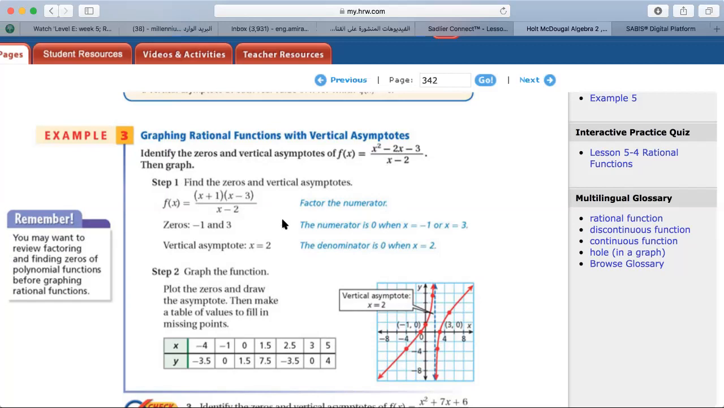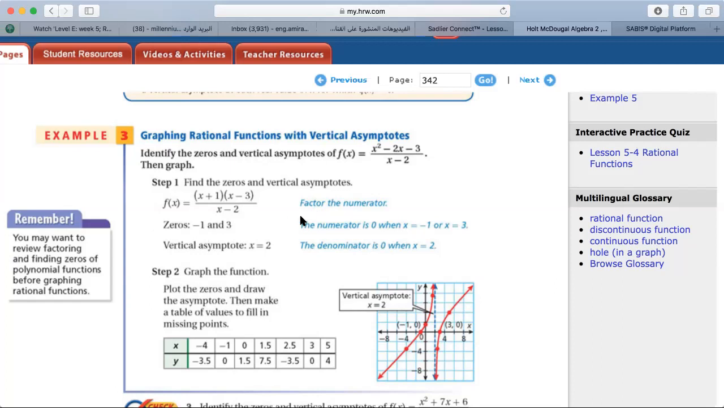Then we factor the numerator. The numerator is 0 when x is equal to -1 or x is equal to 3, because the zeros of this function are -1 and 3. x plus 1 is equal to 0, so x is equal to -1. x minus 3 is equal to 0, so x is equal to 3. So the zeros here are -1 and 3. And the vertical asymptote is x equals 2, the opposite of this sign. Okay, so the first step is to factor the numerator.